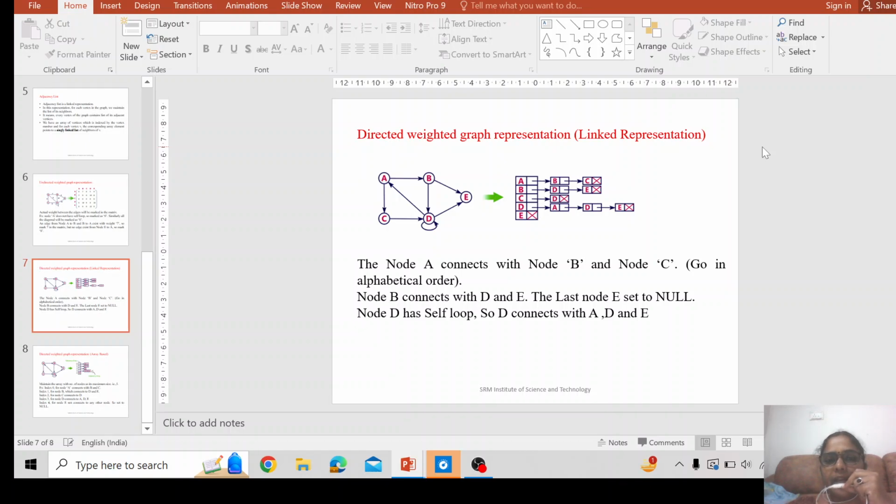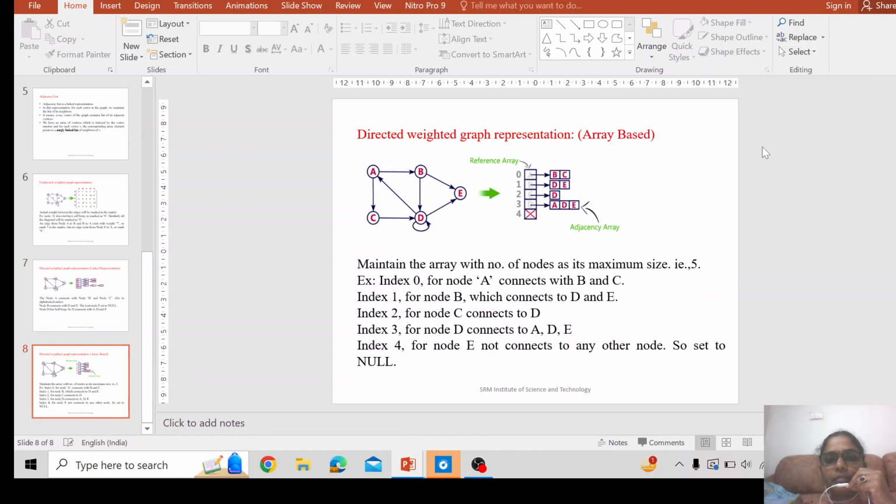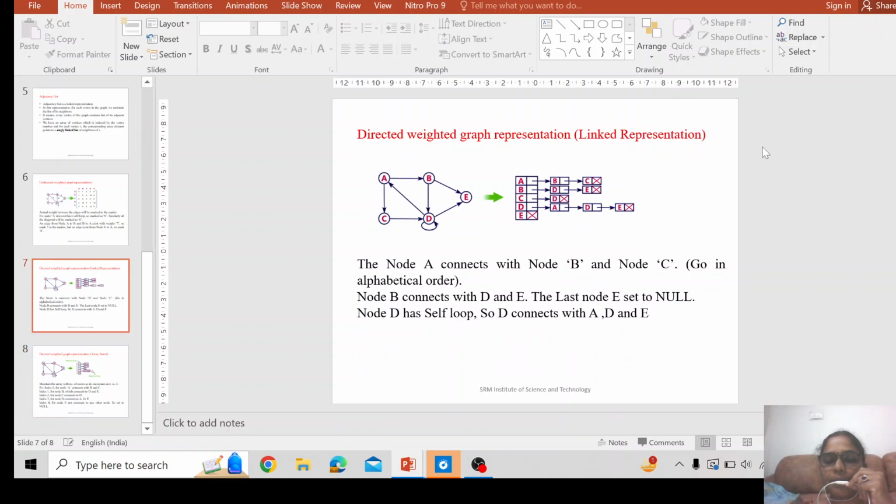So this is a way of representing your weighted graph. And from E we don't have any node to represent, so the pointer from node E is set to null.